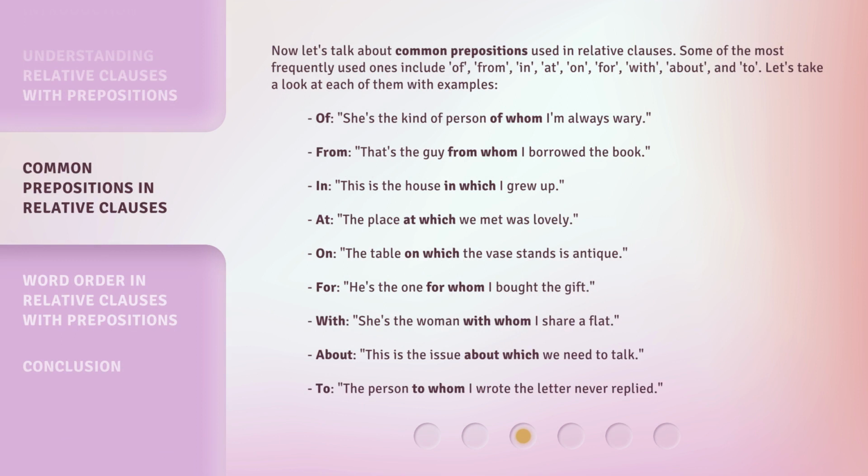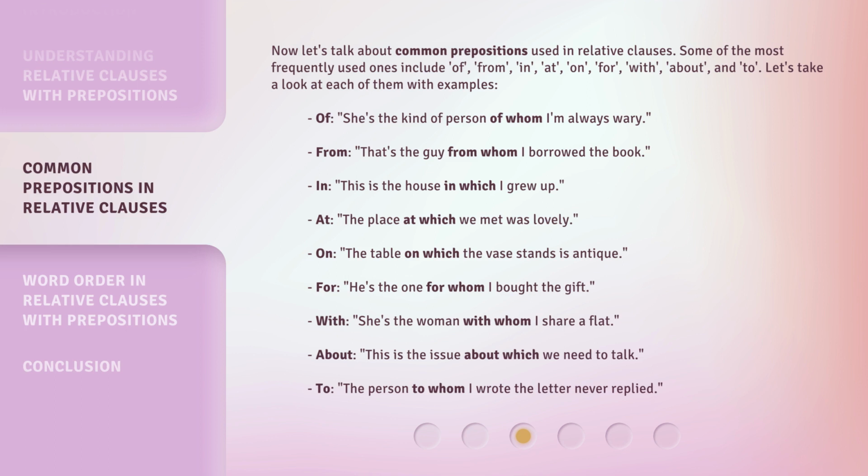Now let's talk about common prepositions used in relative clauses. Some of the most frequently used ones include of, from, in, at, on, for, with, about, and to. Let's take a look at each of them with examples.